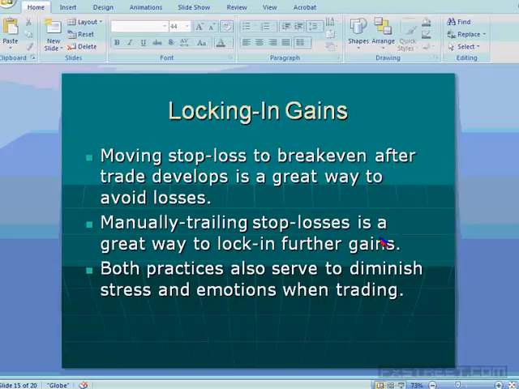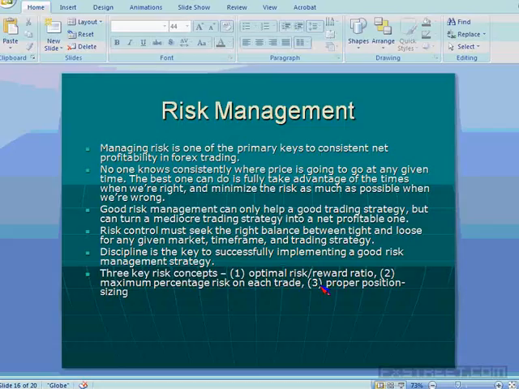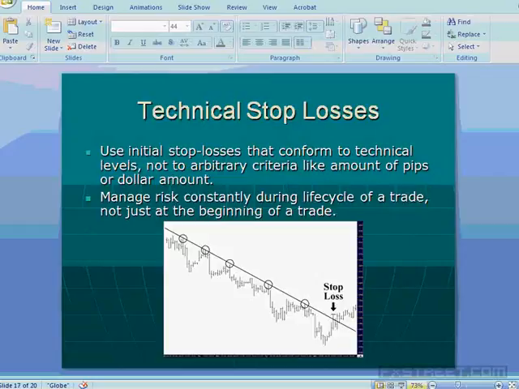So basically, after you set to break even, once price continues to go your way, then, if you're long, you raise your stop loss. And you keep doing that theoretically forever. And wouldn't it be great if that was the case? So what you're doing is locking in your gains while protecting your downside. Both of these practices not only lock in gains, but also diminish stress and emotions when you're trading. It's a great thing. Risk management, very, very important.